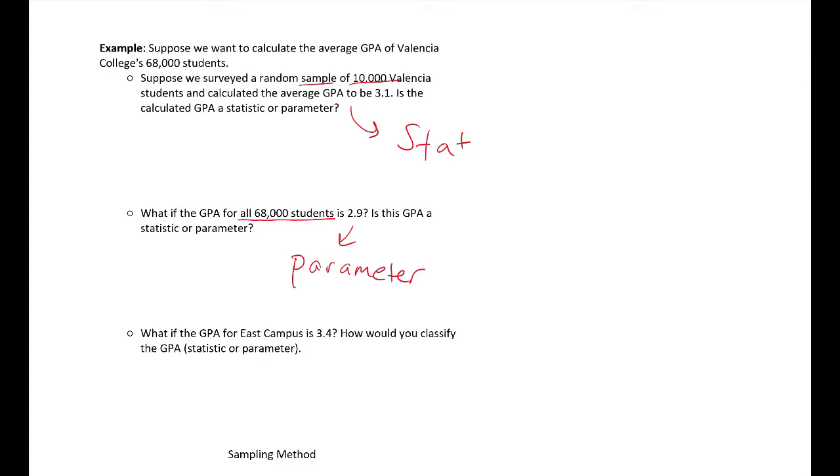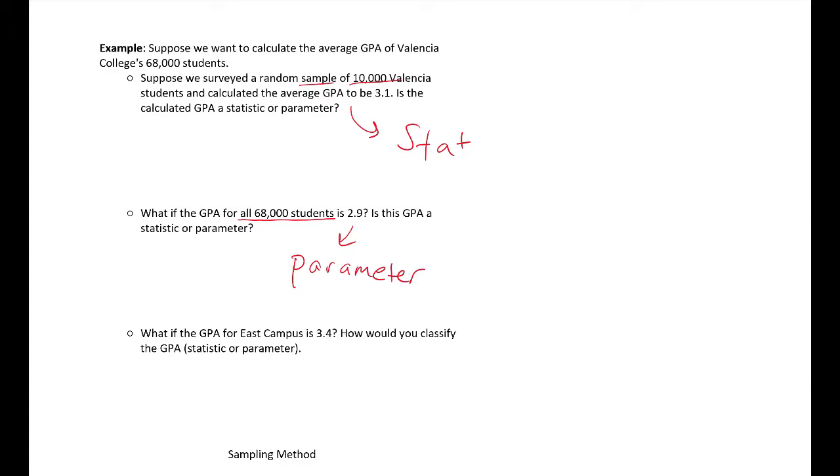What if the GPA for East Campus is 3.4? How would you classify the GPA? What's very important here, and what you guys are going to hopefully learn throughout the semester, is that context is very important in statistics. What I mean by that is the context is that we're trying to measure the GPA for all Valencia College students.